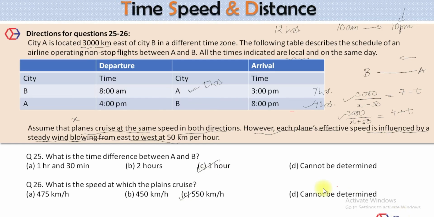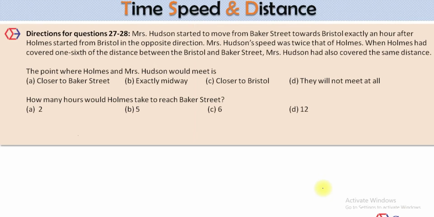Okay, let's look at the next one. Mrs. Hudson started to move from Baker Street to Bristol. Exactly an hour after, Holmes started from Bristol in the opposite direction. Mrs. Hudson's speed was twice that of Holmes. When Holmes had covered 1/6 of the distance between Bristol and Baker Street, Mrs. Hudson had also covered the same distance.